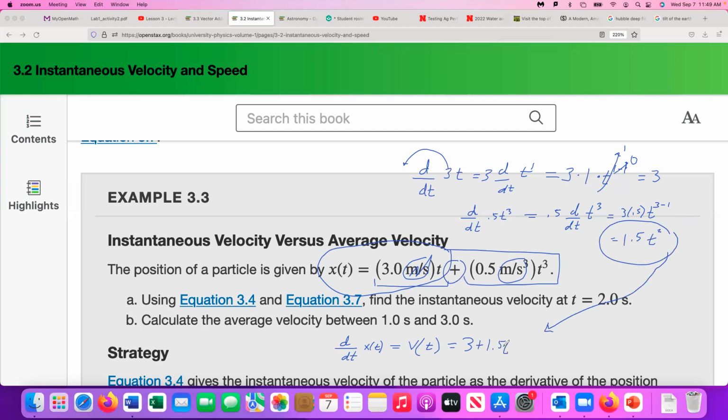So this is a whole new function here, but this will tell us the velocity at any given point in time. If I want to know the velocity at 5 seconds, then I plug in 5 for t here, and I get 3 plus 1.5 times 5, which is 7.5, and that would be equal to 10.5. So after 5 seconds, its velocity is 10.5 meters per second. That is the idea behind this stuff.